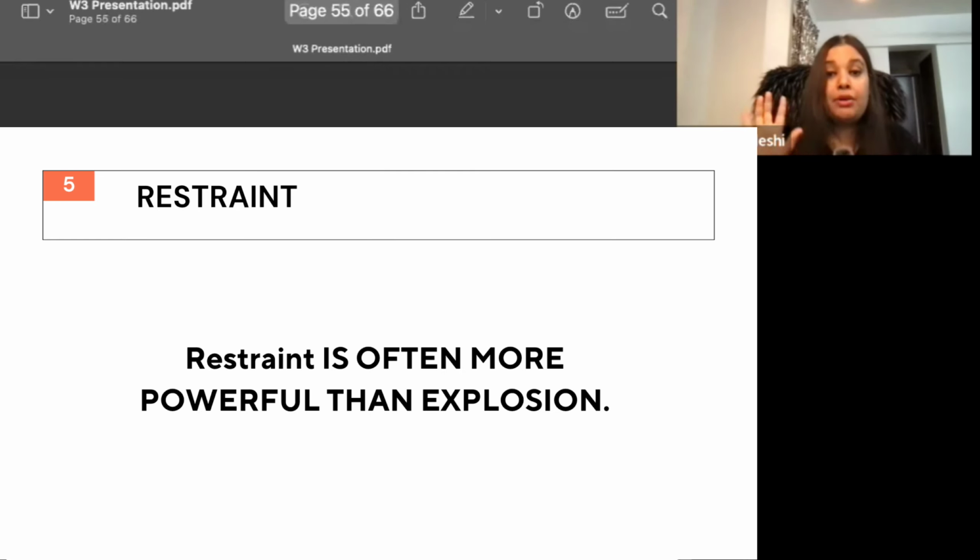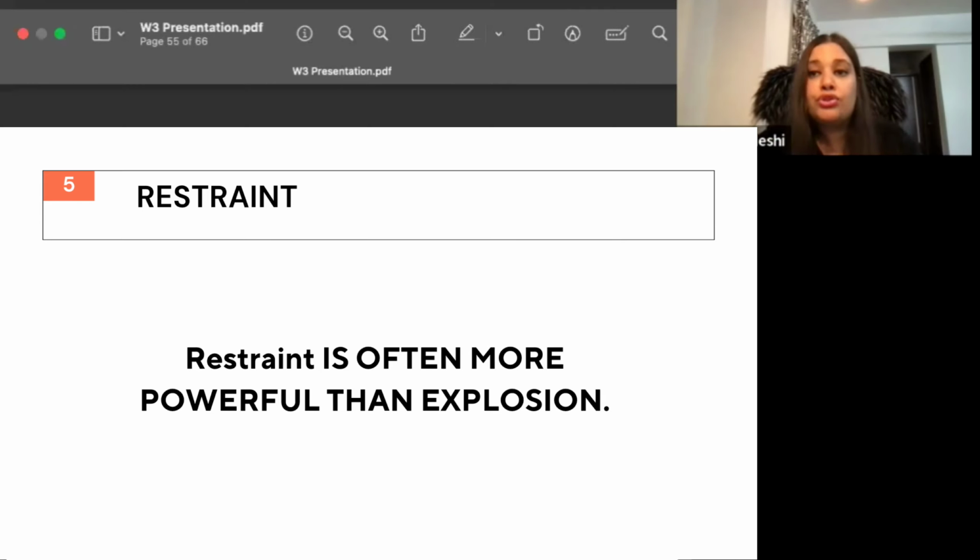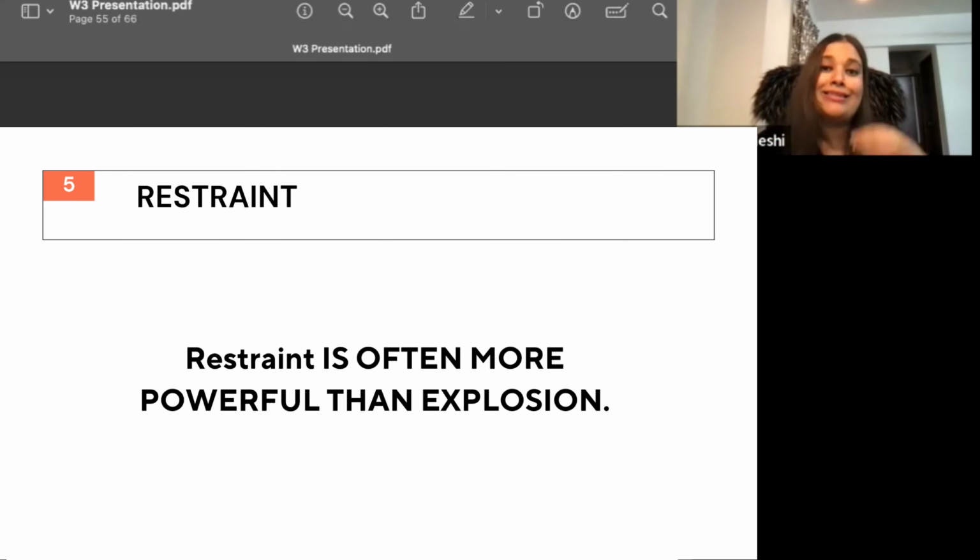Now, element number 5, restraint. Restraint is often more powerful than explosion. One of the biggest mistakes writers make is assuming emotional intensity requires dramatic expression. Because often the scene where someone says, okay, can be far more devastating than screaming, especially when the readers understand what the character is trying to suppress.